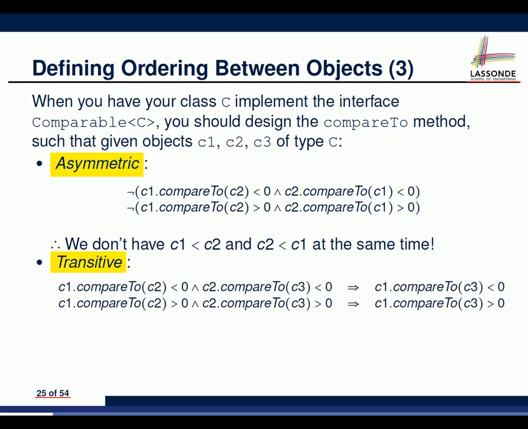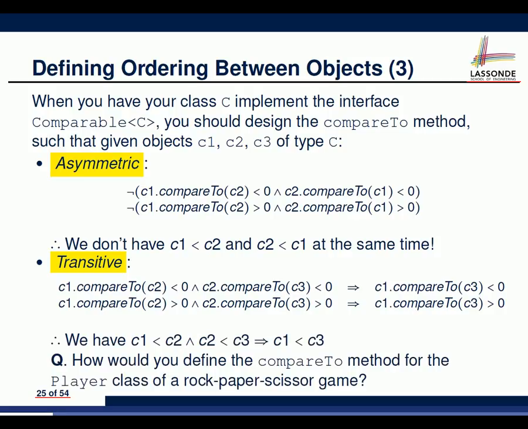And also transitive. Transitive is also important. You want to make sure whenever I say Alan less than Mark, and Mark less than Tom, that should mean Alan should be less than Tom as well. Okay? So based on these two principles, I would like to ask you this. Let's say we have a player for the rock, paper, scissors game. Each player can either have rock, paper, or scissors, the three different values. So now, is it possible to define a compareTo method for a rock, paper, scissors player?